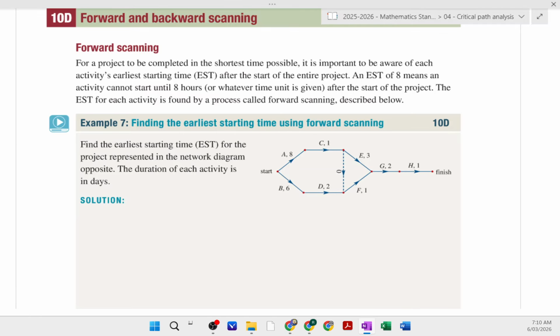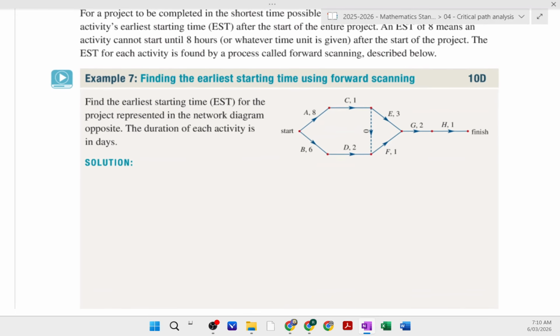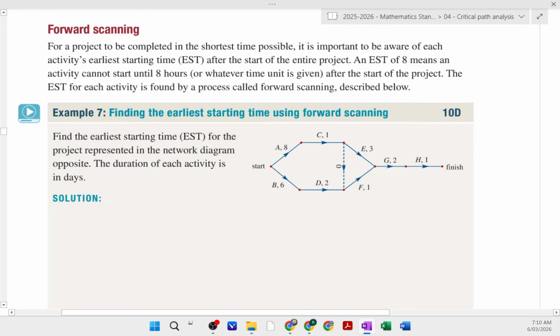We've got the duration of each activity already on there. So what we're going to do is use forward scanning to work out what the earliest start time is for each of these. Now, the way we do this is for each activity, we are going to draw a box. So I'm just going to draw a box like so for each activity. Now, because we've got A and B coming off this one, we have to do two boxes. So I've got an A box and a B box.